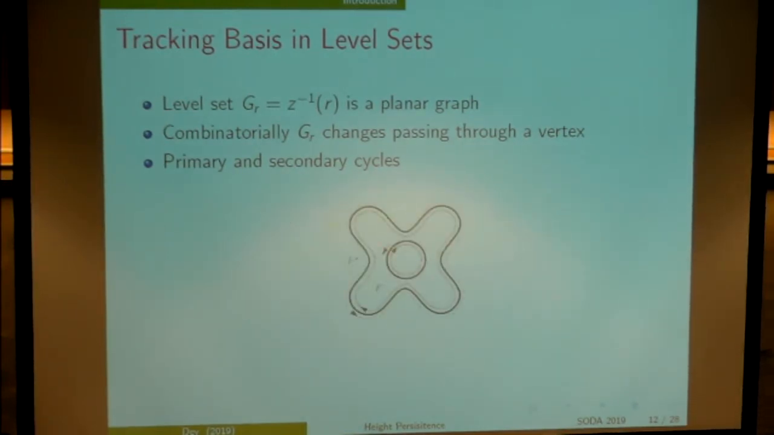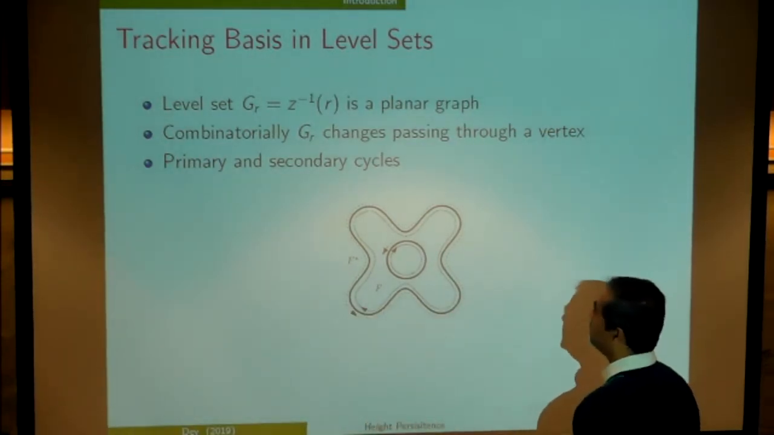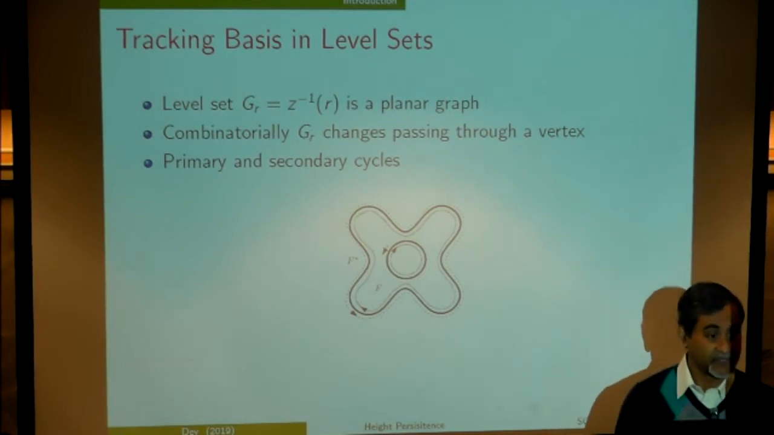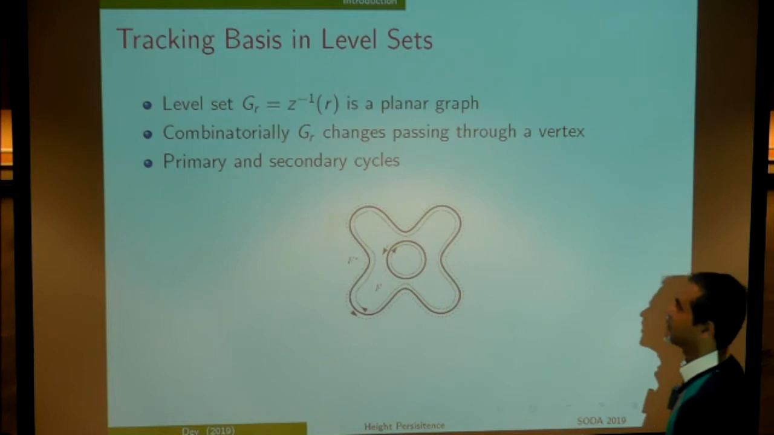Okay, so for this, I have to define something called primary cycles and secondary cycles for the planar graph. What do I mean by primary or secondary cycles? Because I have to identify some basis which I'll track, and this basis has to be very carefully chosen, and this is the way I do it.